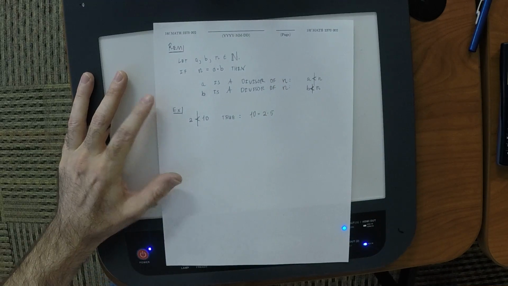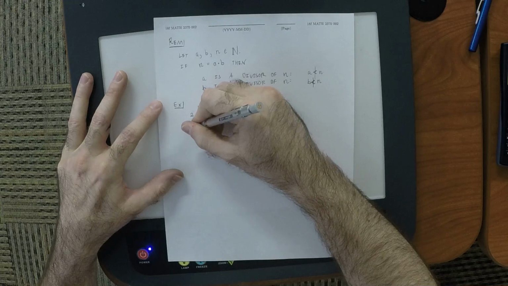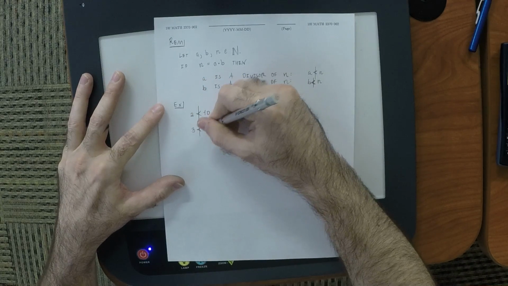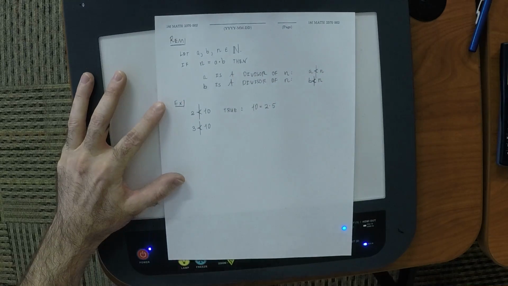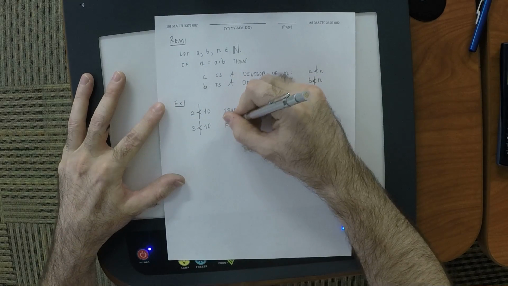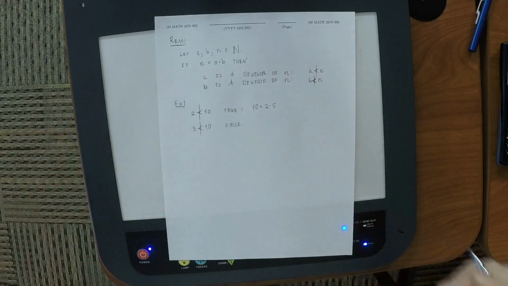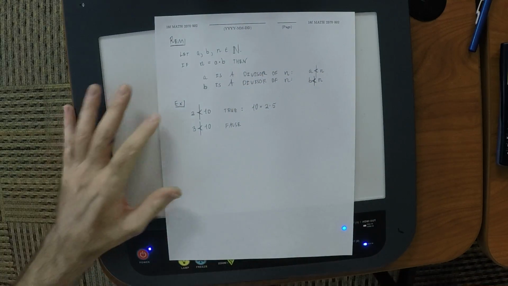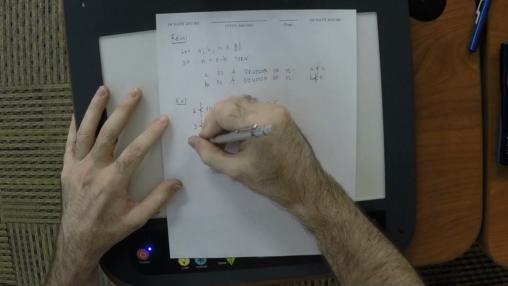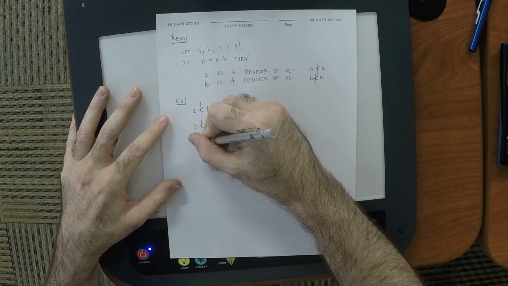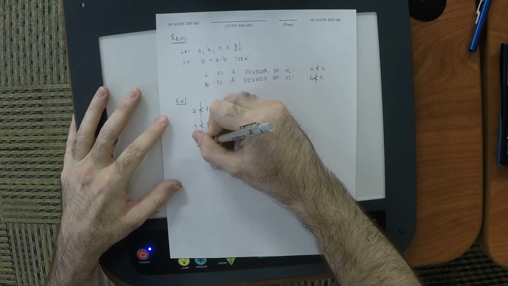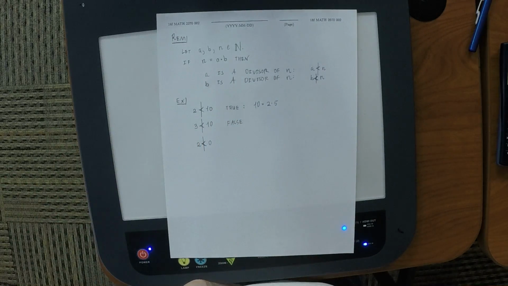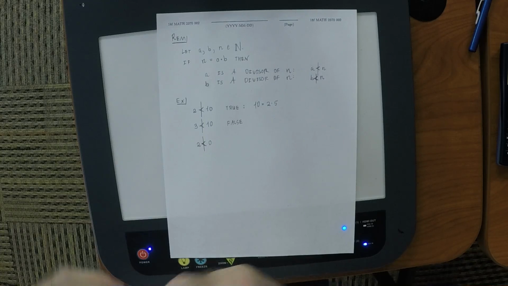All right. How about 3 a divisor of 10? Now this is false, right? It's false because there's no natural that you can multiply by 3 to get 10. Okay. How about 2 a divisor of 0? Is this true, or is it false?